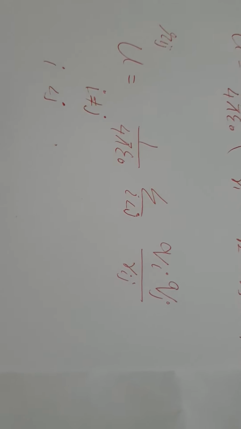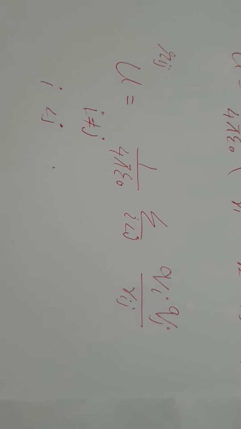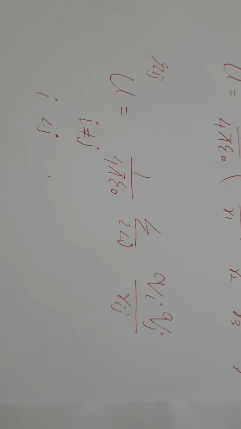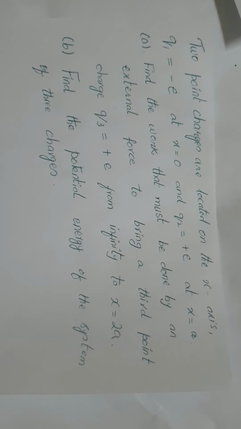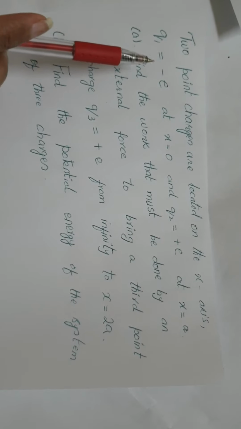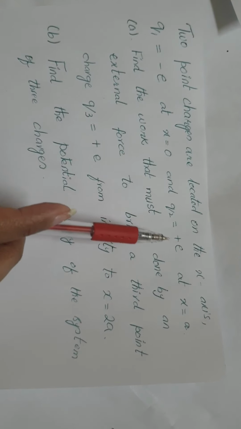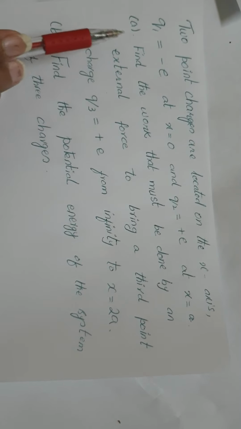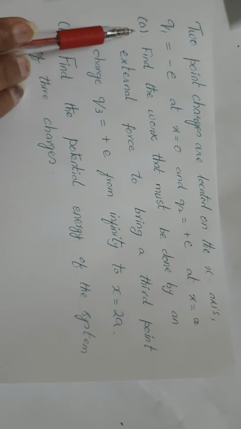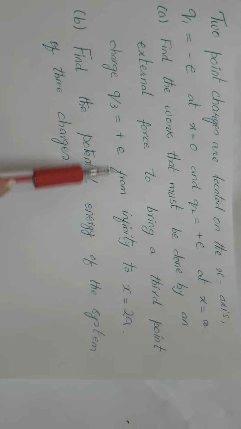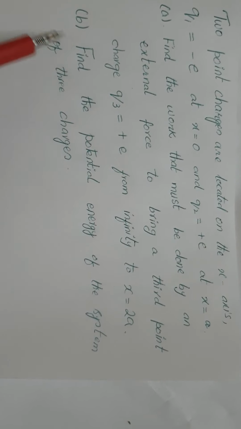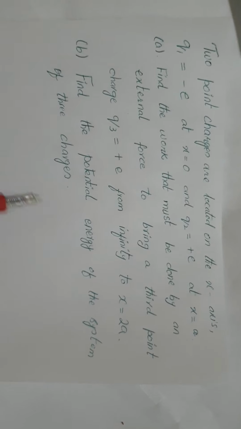Okay, so now let's solve one example. It will give you a better understanding of the concept of electric potential energy with several point charges. Two point charges are located on the x-axis. Q1 is equal to minus e at position 0, Q2 is equal to e at position a. The first part is to find the work that must be done by an external force to bring a third point charge Q3 from infinity to position 2a. The second part is to find the potential energy of the system of three charges.